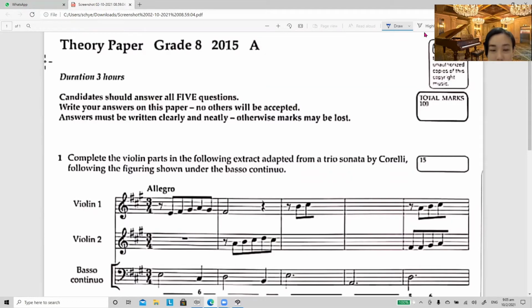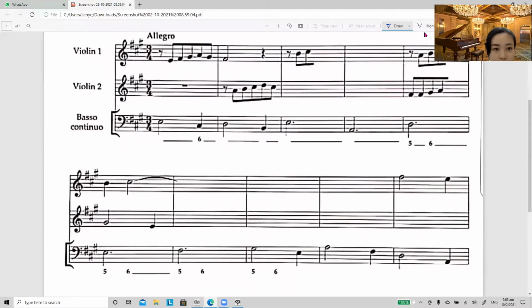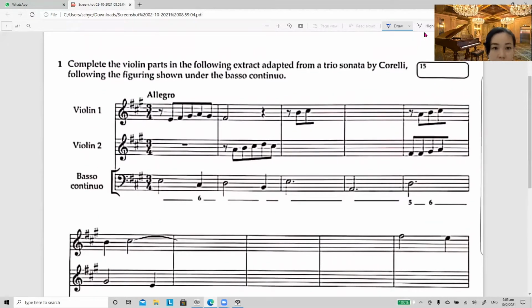Everyone, the grade 6 to 8 music theory exam is coming, and today we're going to talk about question 1 from 2015 paper A. This is question 1 of your grade 8 music theory exam paper.